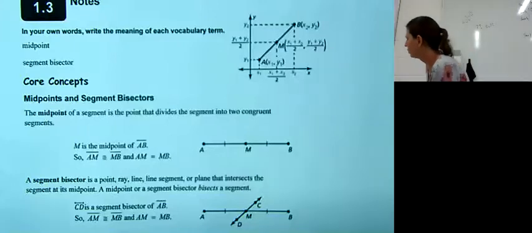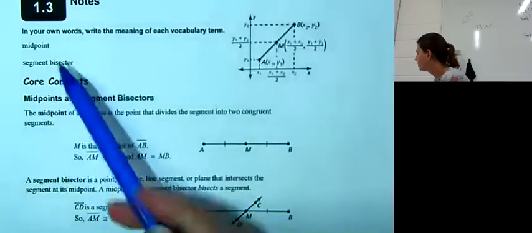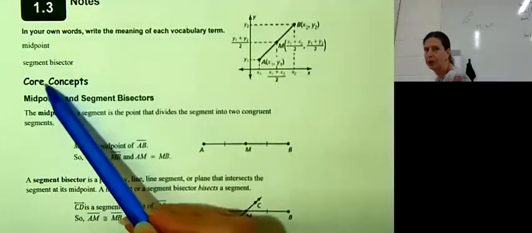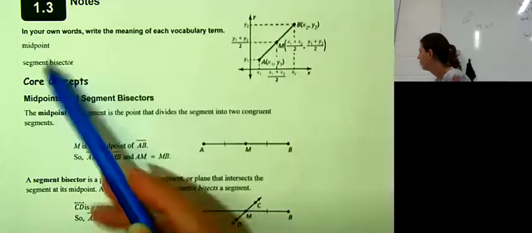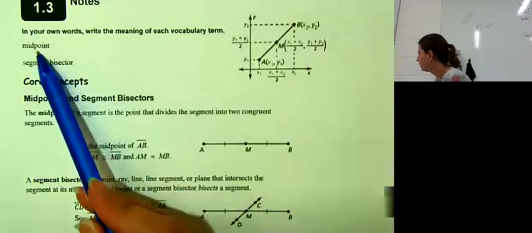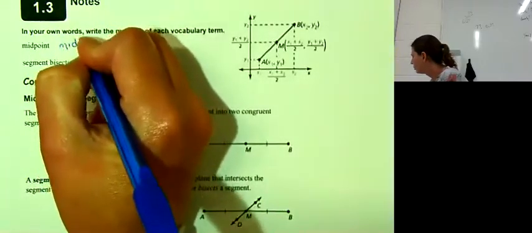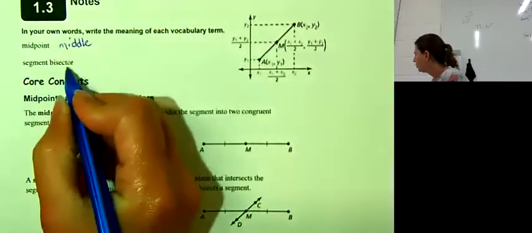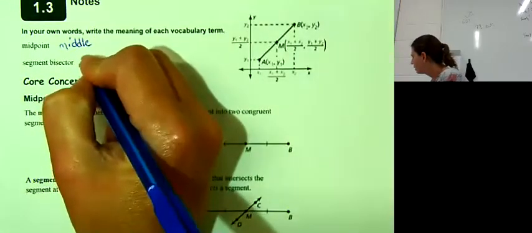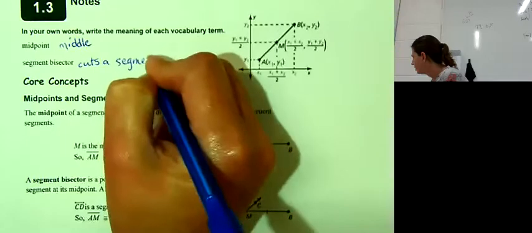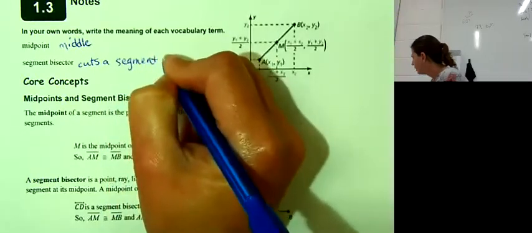These are the notes for section 1.3. So one of the first things, there's kind of two key vocabulary words to go through this, and that is midpoint and segment bisector. So in the past, when I've asked students what midpoint means, they usually think of the middle. And segment bisector is it cuts a segment in half.